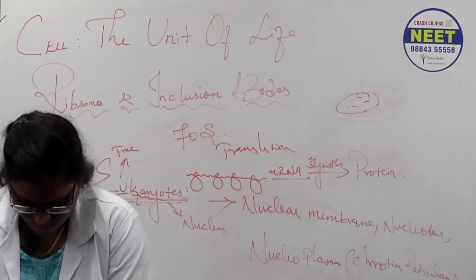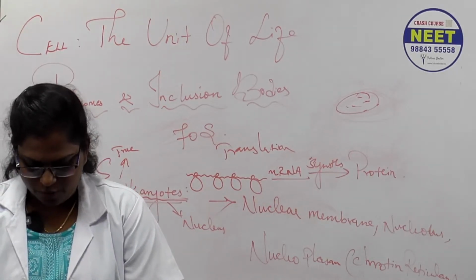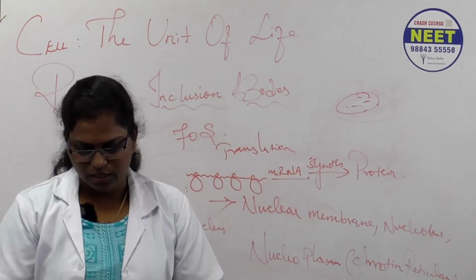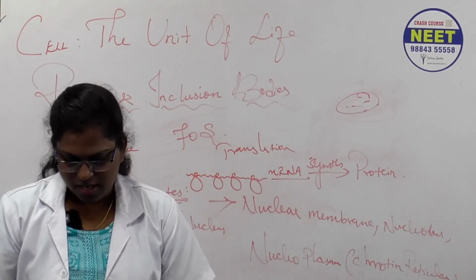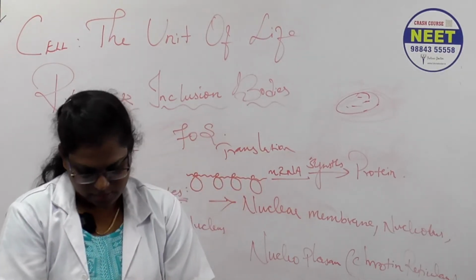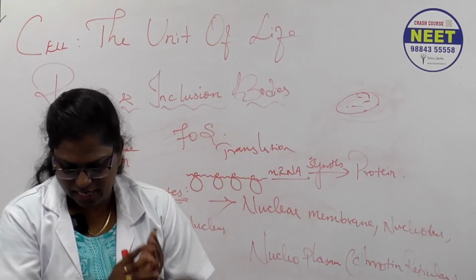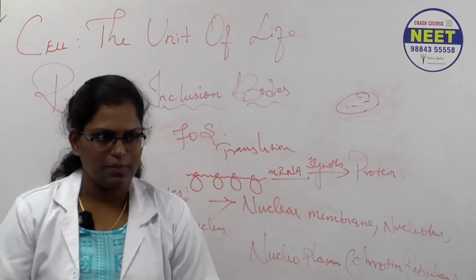And then, the eukaryotic cell possesses an organized nucleus with a nuclear envelope. So what is the nuclear envelope? The eukaryotic nucleus is covered by a complex, that is the nuclear envelope, that is the nuclear membrane. Nuclear membrane is the nuclear envelope here.